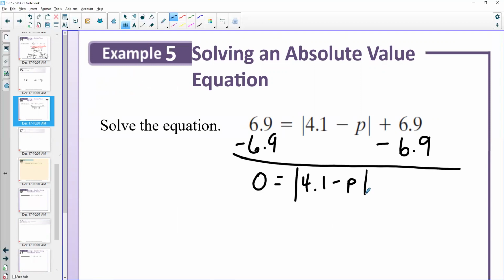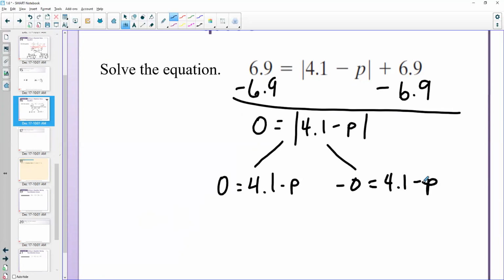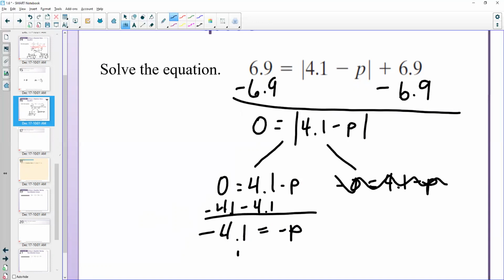So I can make my two cases again. But remember, 0 equals 4.1 minus p, and negative 0 equals 4.1 minus p. 0 and negative 0 are the same basic thing, so I don't even need to worry about that case. I'm going to subtract 4.1 from both sides, and then I'm going to get negative 4.1 equals negative p. So positive p equals 4.1, and it's finished. Okay? All right.